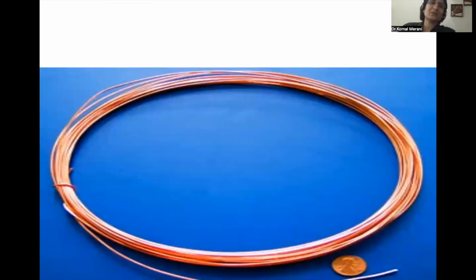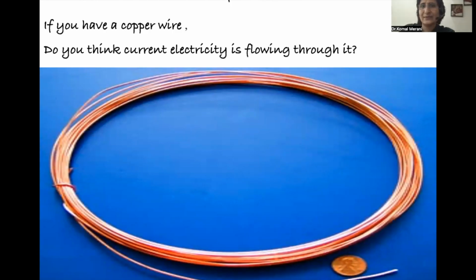Well, this brings me to a question. If I have a copper wire, we all know that metal atoms contain free electrons, right? Like copper is a metal and has free electrons, valence electrons. So if I give you a copper wire, do you think current electricity is flowing through it?